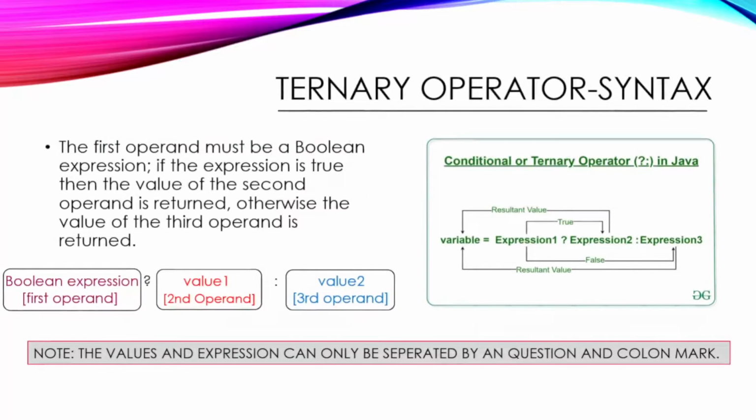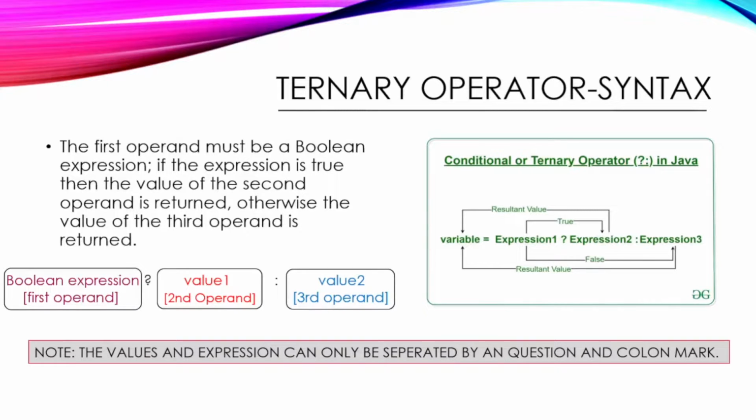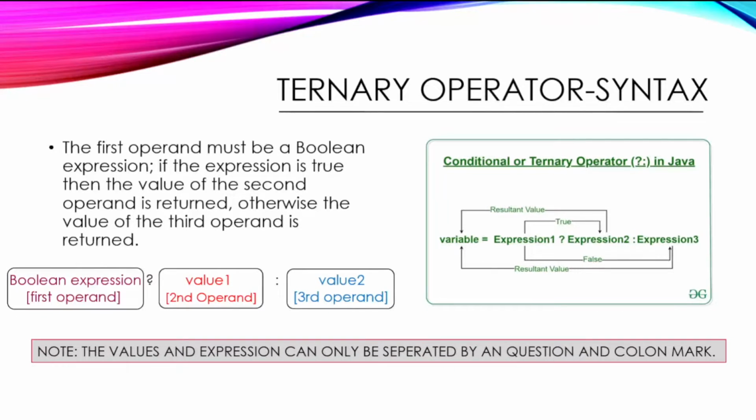So the ternary operator syntax is very simple. First you have the variable, which is the return value you want, but the values you're passing need to match the return value you want, so it doesn't give any logical or syntax error. The first operand must be a Boolean expression. If the expression is true, then the second operand is returned, otherwise the third operand will be returned, as I explained in the previous slide.